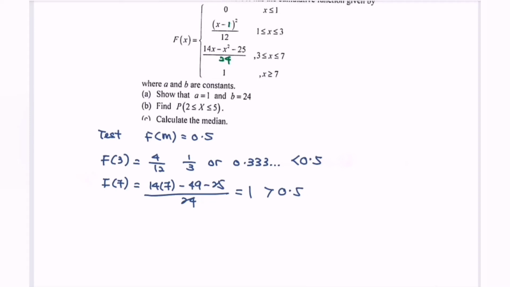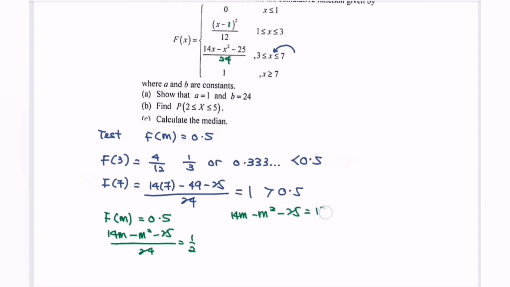So that means the 0.5 is located in between 3 and 7. Next, what we have to do is to substitute the situation F(m) equals 0.5. As we all know, F(m) will be (14m minus m squared minus 25) over 24, which is equal to 1 over 2. Kindly cross multiply the situation, so we will have 14m minus m squared minus 25, which is equal to 12.